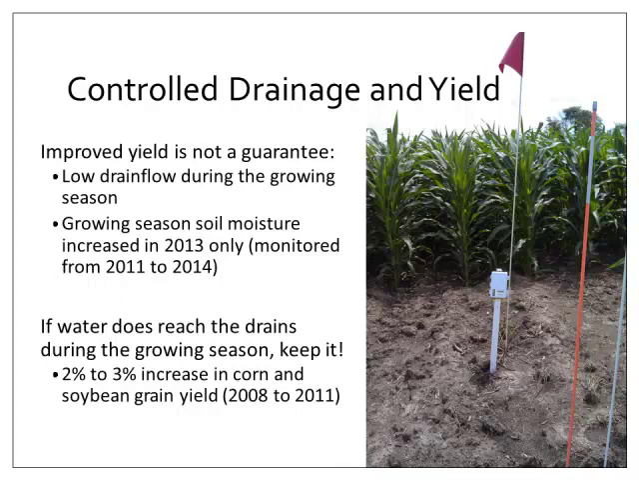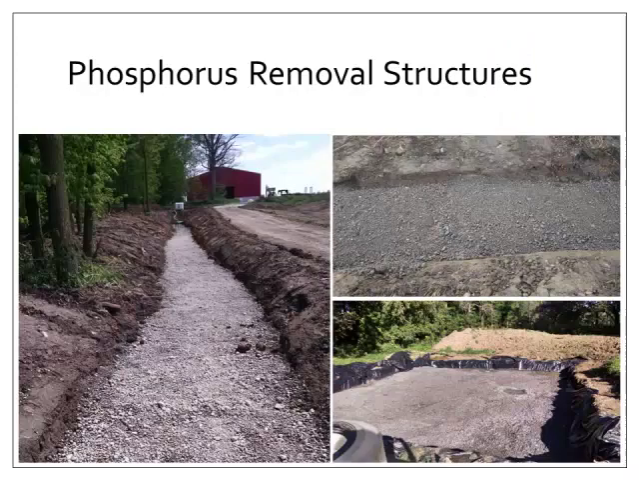And now that I've given you all these caveats, now I can tell you that we actually did see from 2008 to 2011 a 2 to 3% yield increase in corn and soybeans across these 8 field sites. So now I'm going to transition a little bit to the phosphorus removal structures. And these are our steel slag filters.